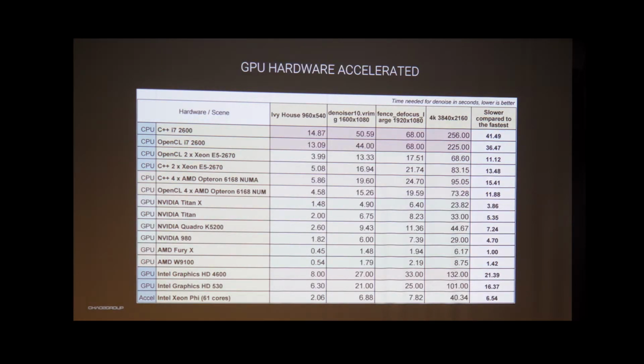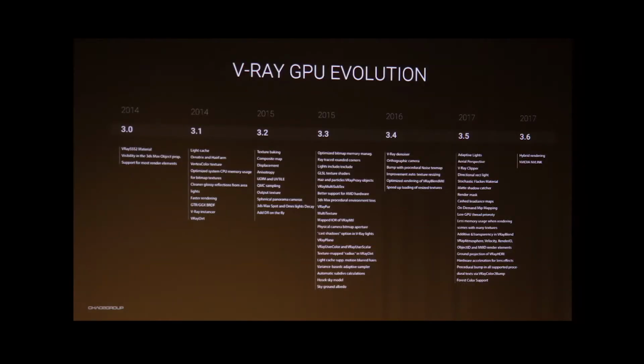And this is just a table with different pieces of hardware and how they compare to each other while using the V-Ray denoiser. And the V-Ray denoiser is primarily used with the GPU, so it's calculated on the GPU because it's much faster that way. You can still use it with the CPU, but the GPU, like I said, is faster.